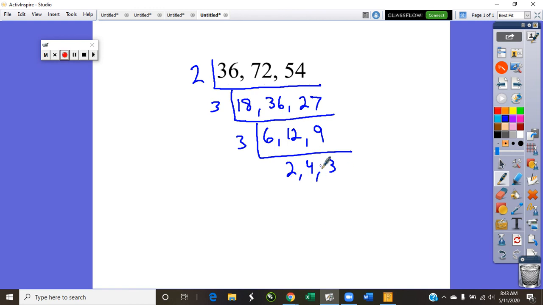Now look at these 3 numbers. What's the only factor that all 3 of them have in common? 1. Right? 2 could go into 2 and 2 could go into 4, but 2 can't go into 3. So I don't have any more common factors other than 1. So I can now circle them. Now I'm going to take these 3 numbers and do what? We're going to multiply them. So 2 times 3 is 6. 6 times 3 is what? 18. So the GCF of these 3 numbers would be 18.